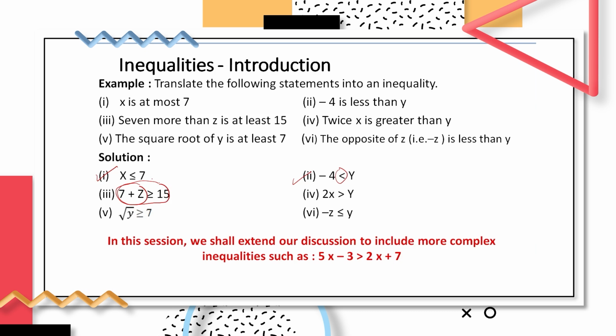On the same lines, twice x is greater than y. So twice x means 2 times x, greater than y. Square root of y, the fifth part: square root of y is at least 7. Square root of y is at least 7 means it should always be greater than 7 or equal to 7. So square root of y is greater than or equal to 7.